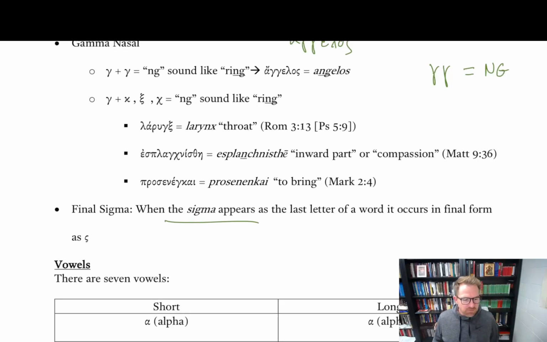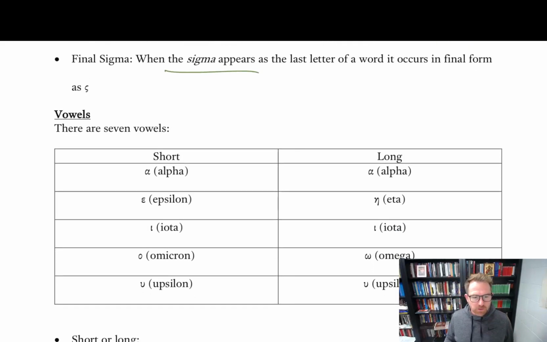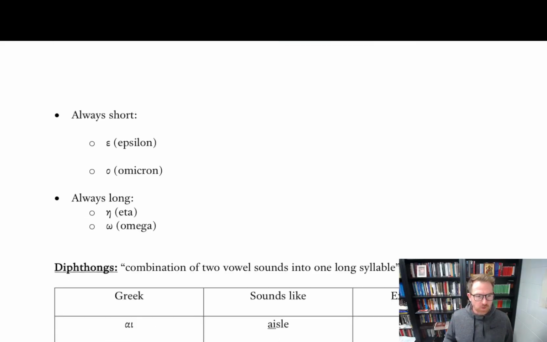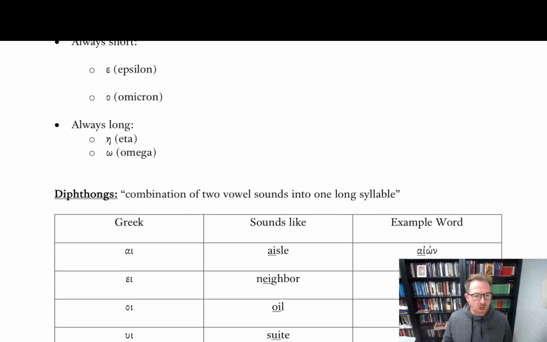Vowels. Seven vowels in Greek. Notably, some vowels can be long and short, right? Alpha can be long, it can be short. Iota can be long or short, and upsilon can be long or short. The short E sound is epsilon, the long E sound is eta, the short O sound is omicron, the long O sound is omega. So you can see that list, gone through these, which ones are short, which ones are long. You'll have a PDF of this handout so you can review this as you go.